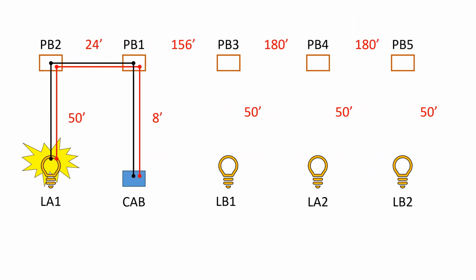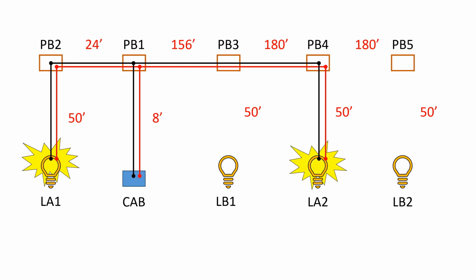Okay, so let's move on to the second light. That would be LA2. We will connect onto the hot A wire in PB1 and run that wire over to PB4, continuing on to LA2. We will also run neutral wire back to PB1 to energize this light. Okay, so we've energized the A lights.